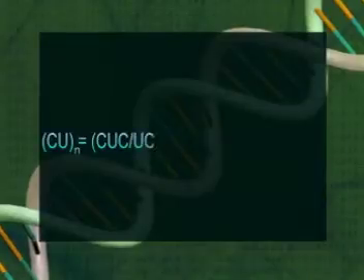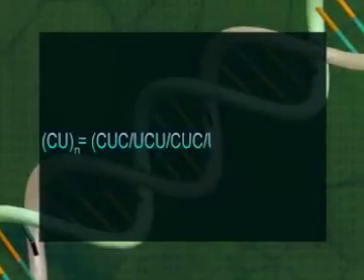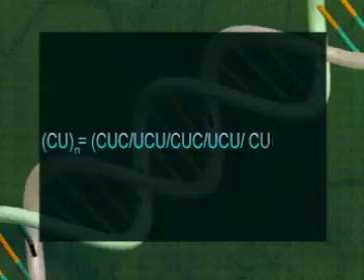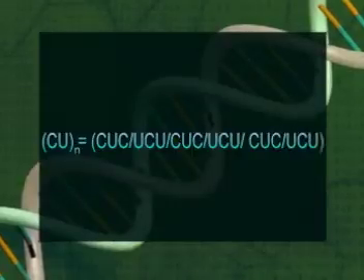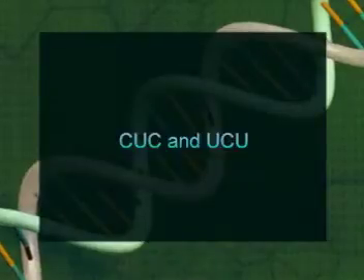For instance, in CU, CUC, UCU, CUC, UCU, CUC, UCU, only two codons are possible, and these are CUC and UCU. Moreover, these codons are present in alternating sequence. The result would be that the polypeptide formed would have only two amino acids in alternating sequence.